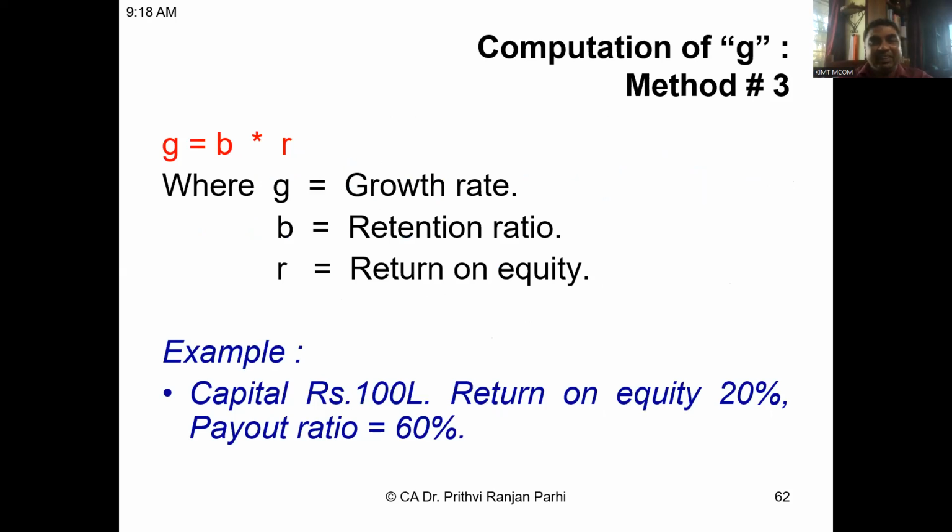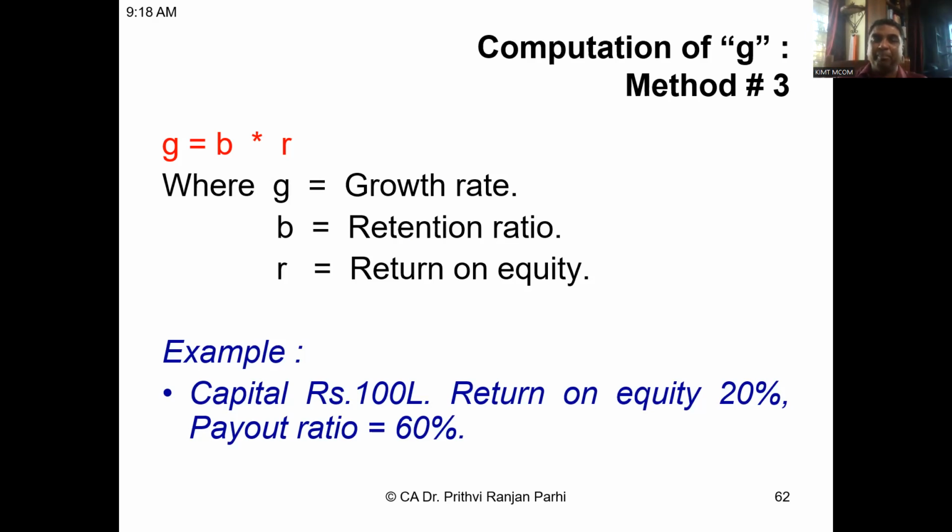Next method. Next method is talking about that growth is equal to b into r, where b stands for retention ratio, r stands for return on equity. Retention means the money which is retained in the business. That means which is not paid as dividend. Okay, for example, suppose you are earning 100 and if you are paying dividend 40 rupees, that means 60% is your retention. Let us say you are saying I am retaining 20%. That means 80% is your payout.